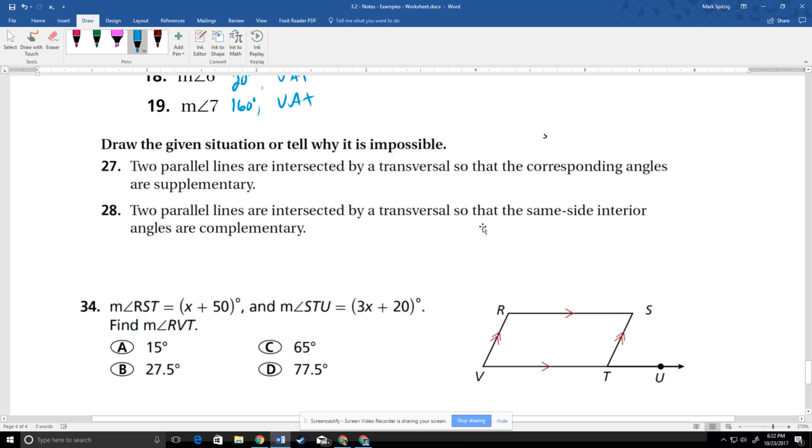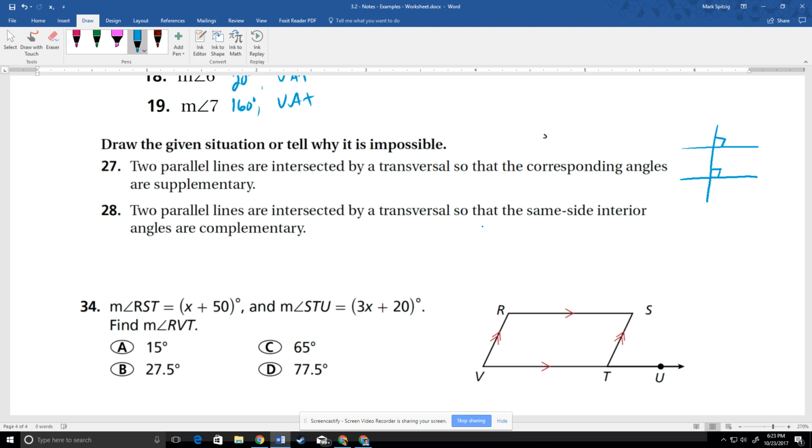Okay, so now we have two parallel lines. Determine whether it's impossible and tell why, or draw it. All right, so two lines are intersected by a transversal so that corresponding angles are supplementary. So I'm thinking, okay, if I draw two parallel lines, corresponding angles are normally supposed to be congruent, but can corresponding angles be supplementary? Can they add to 180? And I'm thinking, well, the only way that they could be is if they both were 90, right?